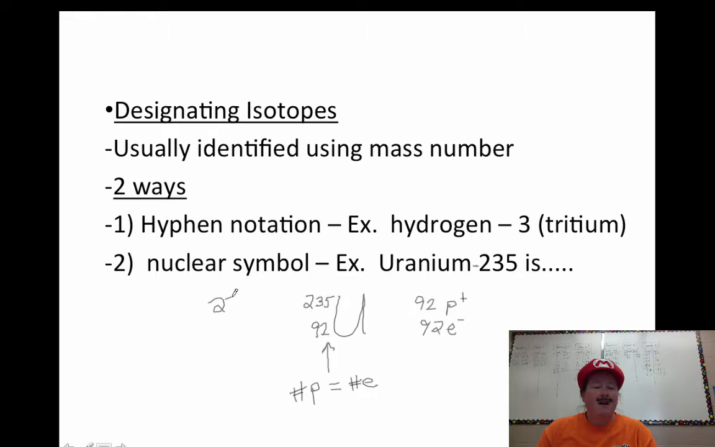I will tell you that I am so bad at simple math that I need to physically write this out to get a number. 13 minus 9 is 4, so there are 143 neutrons in an isotope of uranium-235. In a different isotope, you're going to have 92 protons and 92 electrons, but you will have different numbers of neutrons in a different isotope of uranium.